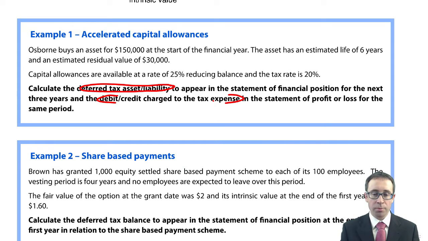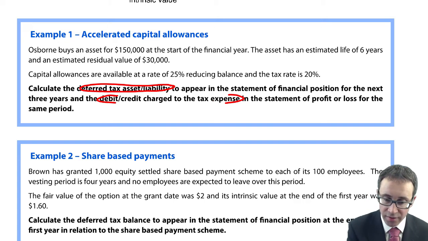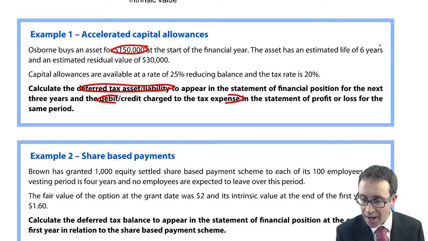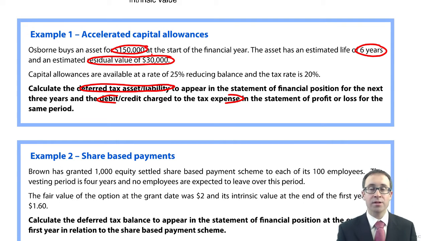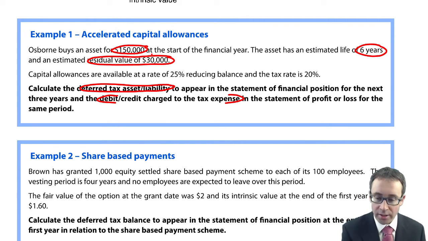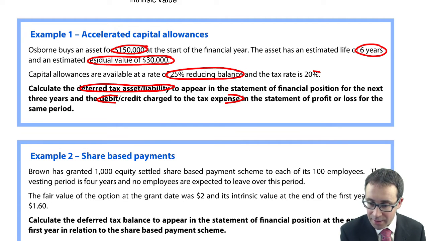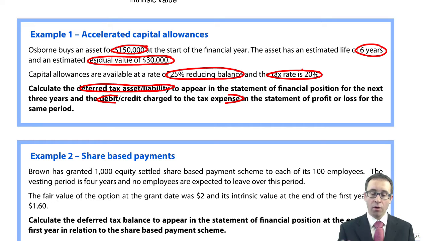So what we've got is it says Osborne buys an asset for 150 at the start of the financial year. So that's my cost. Life is 6 years. So that's what we'll depreciate it over. Be careful. We have a residual value, is it there, of $30,000, isn't it? And capital allowances are available at a rate of 25%, reducing balance. And tax is there, is it at 20%? So they're all the useful figures that we're going to require, aren't we? So what we've got there is we need to go through the steps, don't we? We need to work out the asset or liability, which is going to come from step 3. The movement, the credit or the expense in profit or loss is going to come from step 4.